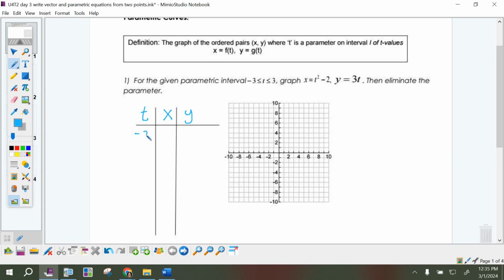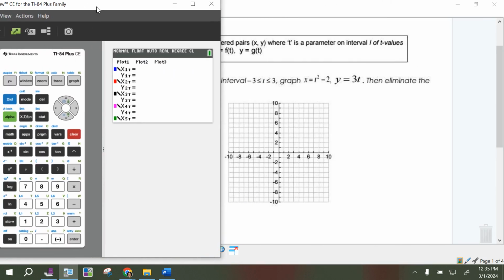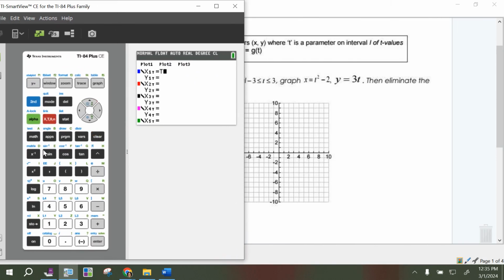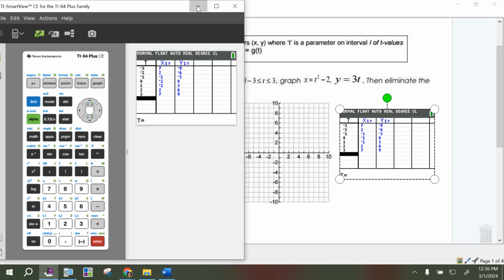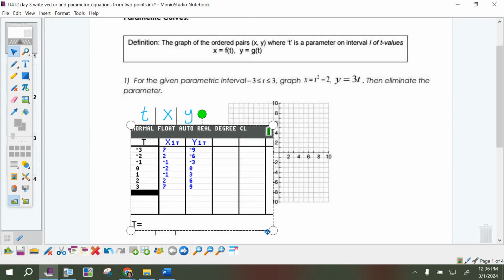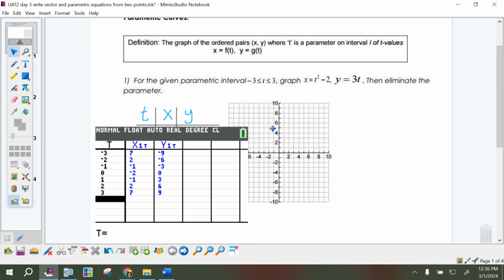And our t's are going from -3 to +3. All right, so in our calculator, the x equation is t squared minus 2, and the y is 3t. All right, so you actually write your values on your paper, and I'm just going to leave that screenshot there.